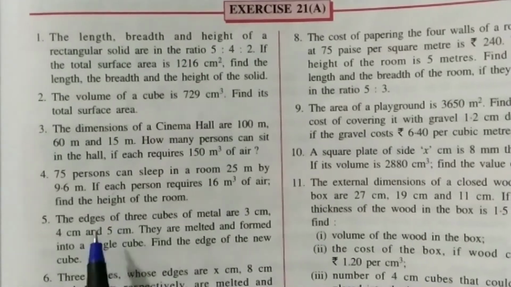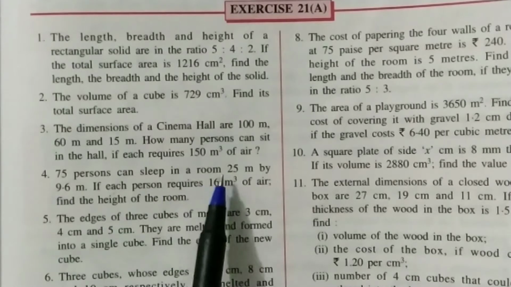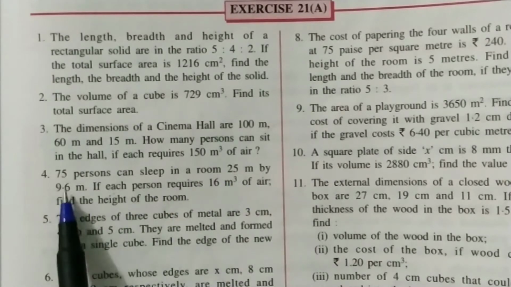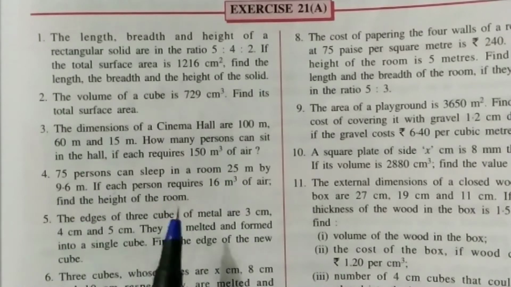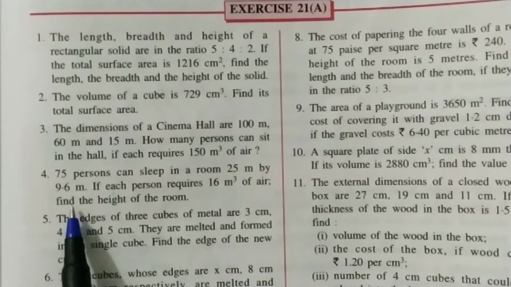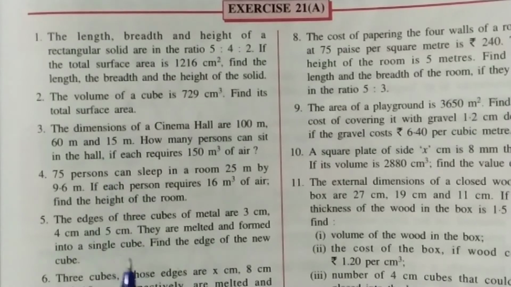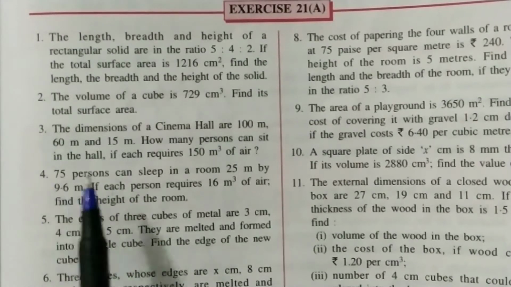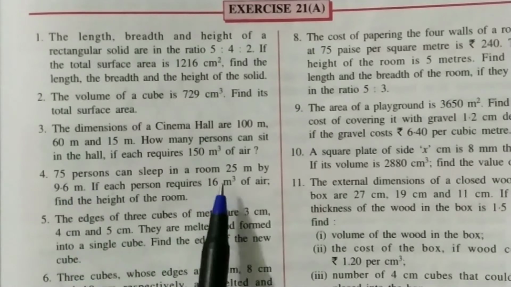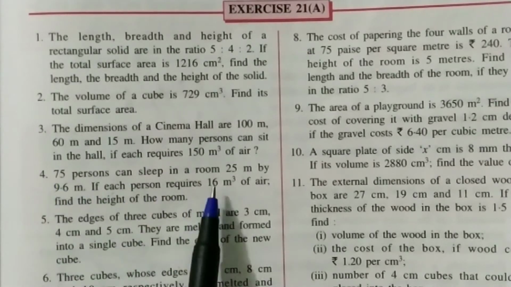Okay, next question number 4. This is similar to the third question. 75 persons can sleep in a room 25 meter by 16 meters. So this is length, this is breadth. Each person requires 16 meter cube of air. Find the height of the room. So first of all, you will find the total volume of the room. That means 75 multiplied by 16. So this will be the volume, because one person requires 16, so total 75 will require 75 into 16.